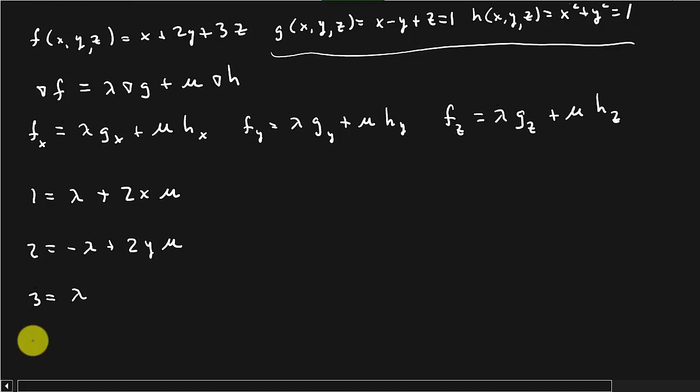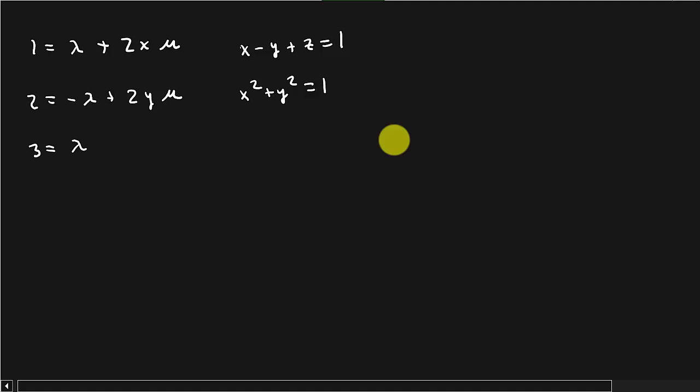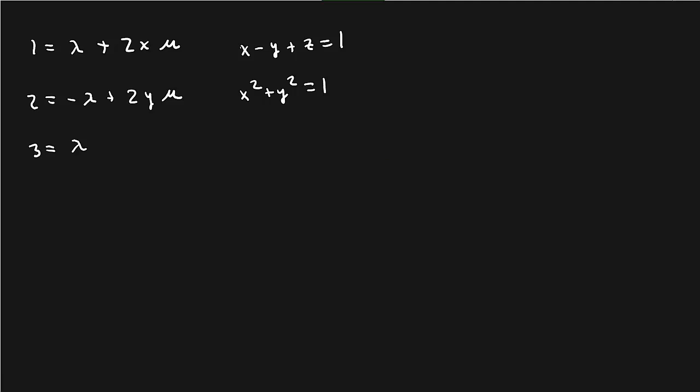And that's it, because h doesn't have a z term, so that's just 0, so we get lambda equals 3 there. And then, of course, we have the constraints. Let's write it right here. I've got x - y + z = 1, and I've got x squared + y squared = 1. So there are my equations. I've got to solve that, don't I? All right, so now how do we want to do this? What would be the easiest way?